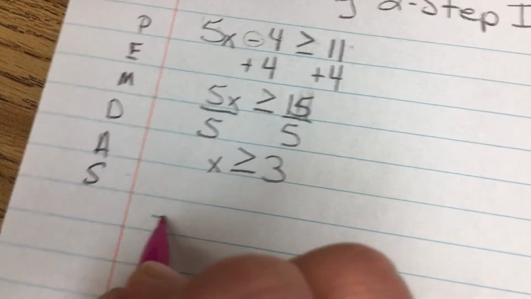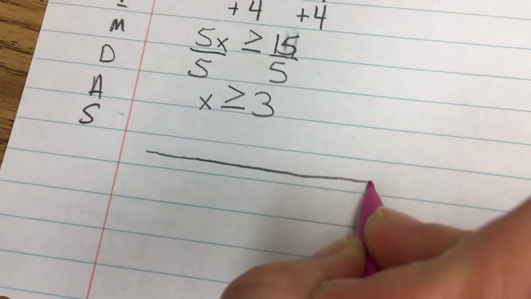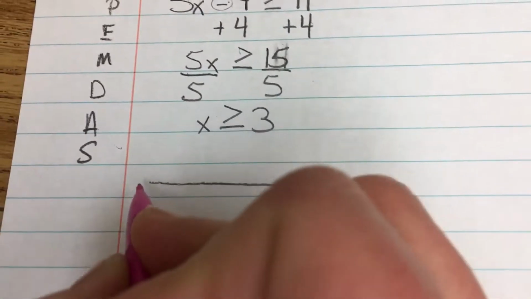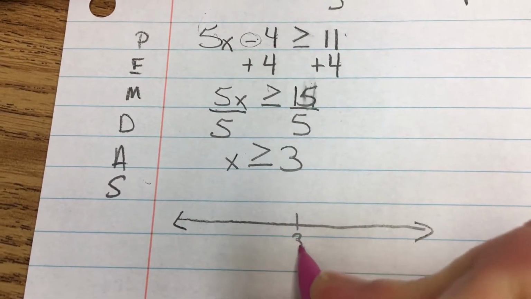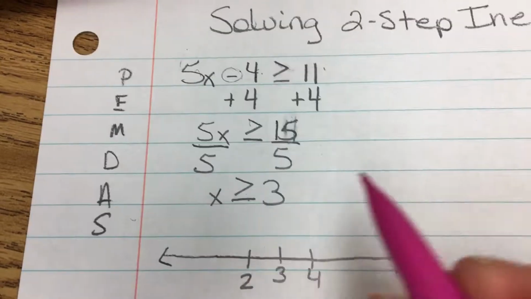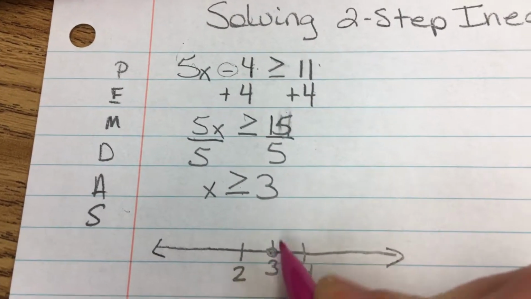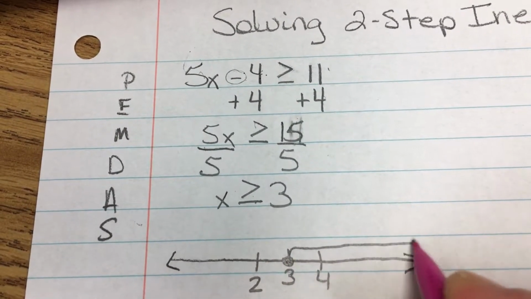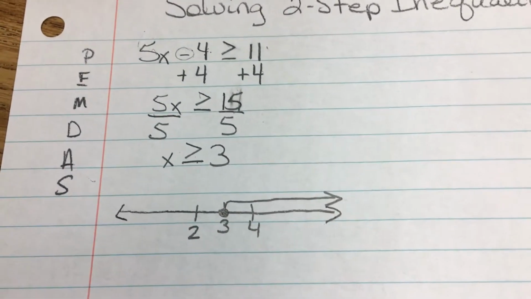And we all know how to graph this, but I will try to do it anyway. 3, something that's above it, something that's below it. It's equal to, solid dot, x is greater than, ta-da.